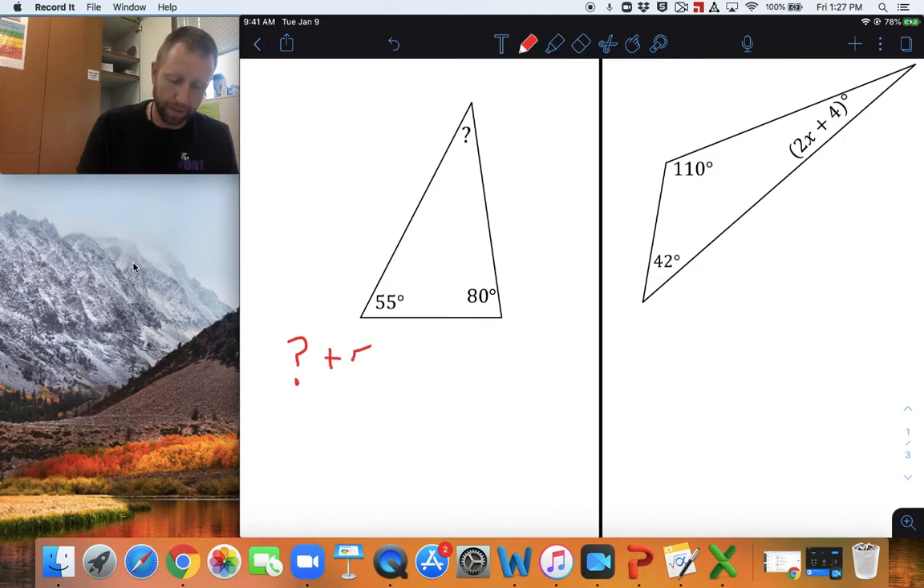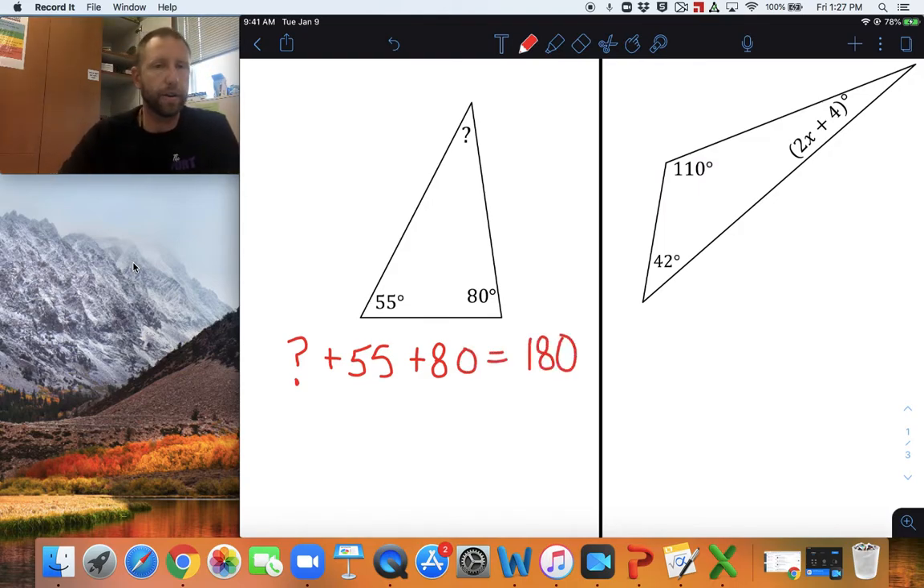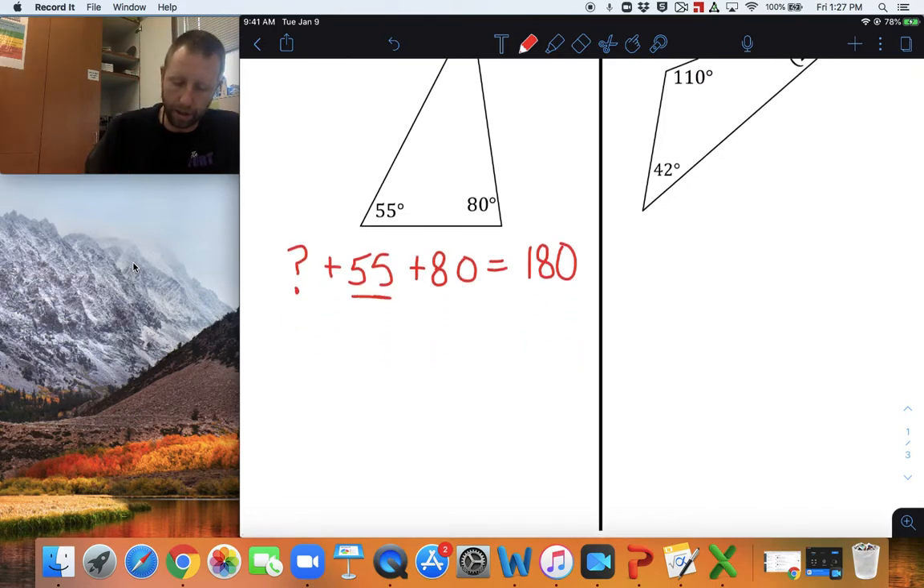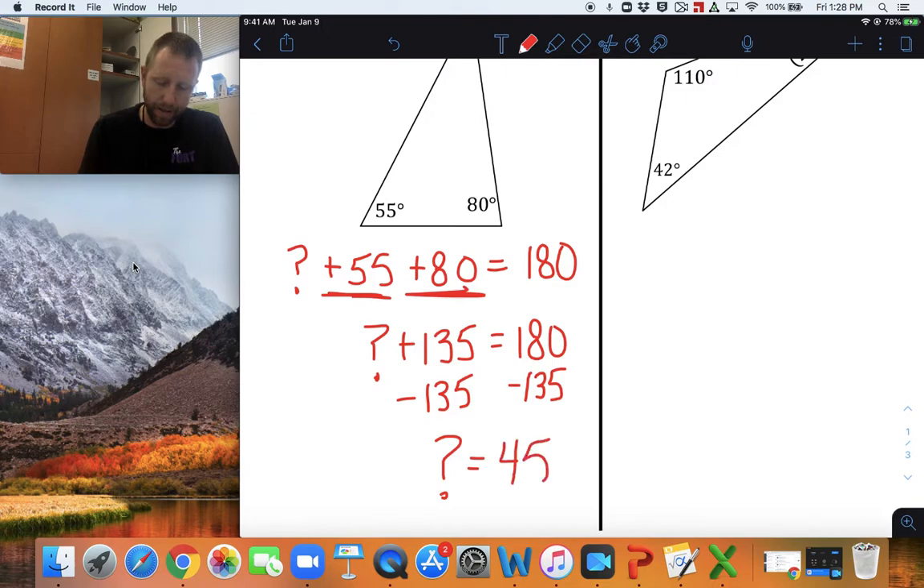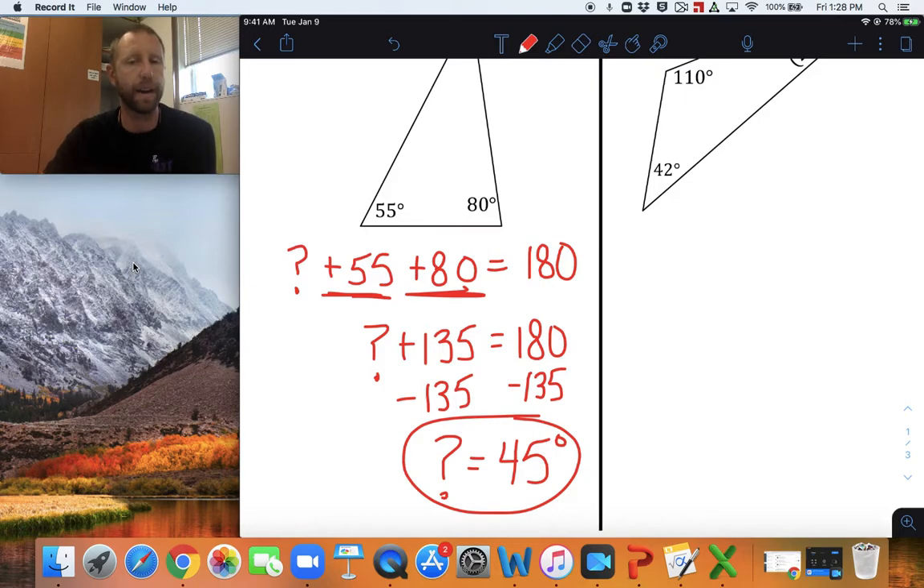So question mark plus 55 plus 80 equals 180. Now when I add together the like terms, which my like terms here are the positive 55 and the positive 80, when I add together my like terms, that equals 135 degrees. So now I have question mark plus 135 degrees equals 180 degrees. I'm going to solve this by using inverse operations. So remember that whatever we do to one side, we have to do the other to get the question mark by itself. I'm going to subtract 135 from both sides, and I'm left with my question mark is 45 degrees. 180 minus 135 is 45. So I was able to use that equation to find the missing angle.